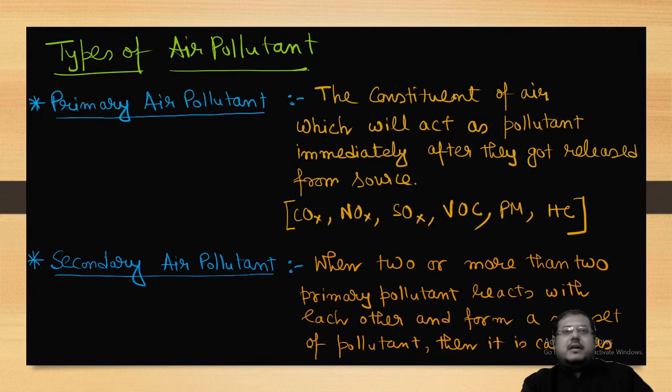Anyways, now we are going for the types of air pollutant. The different types of air pollutants are, first, a primary air pollutant. The constituent of air which will act as a pollutant immediately after it gets released from the source is called a primary air pollutant.